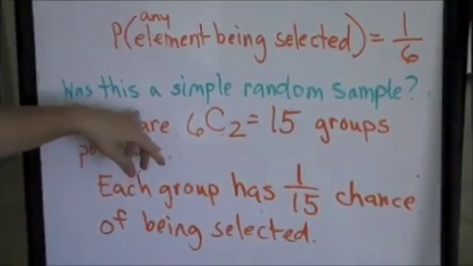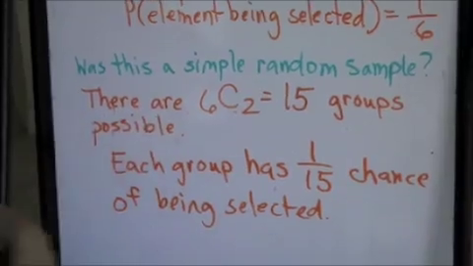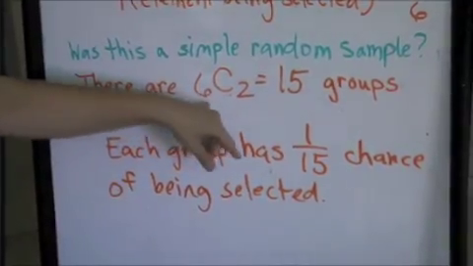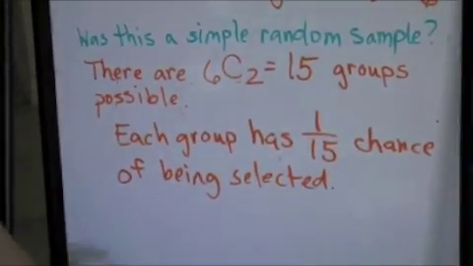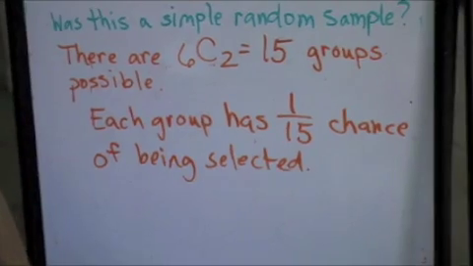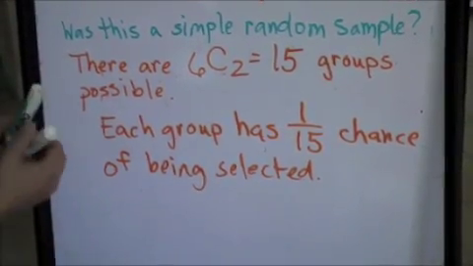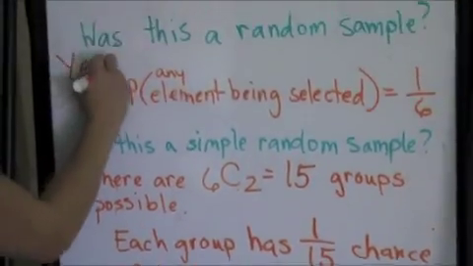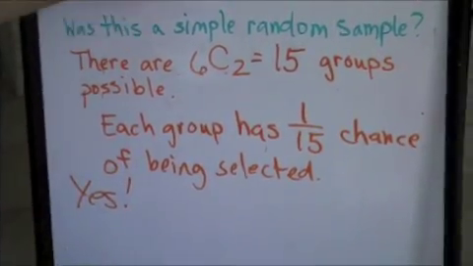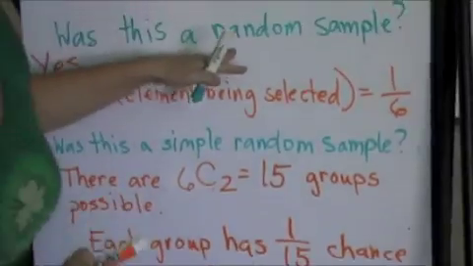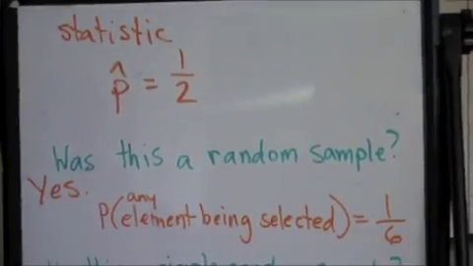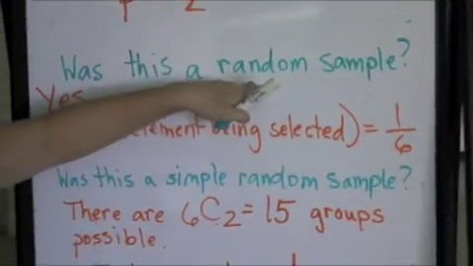The next question, was this a simple random sample? From chapter 4 we learned about combinations, and we know that there are 6 choose 2, which is 15 groups possible, and each group, again because we rolled the fair die, had a 1 in 15 chance of being selected. So this is a simple random sample. So yes to the random sample, and yes to a simple random sample. Again, the big idea is a random sample is not necessarily a simple random sample, but a simple random sample is always a random sample.